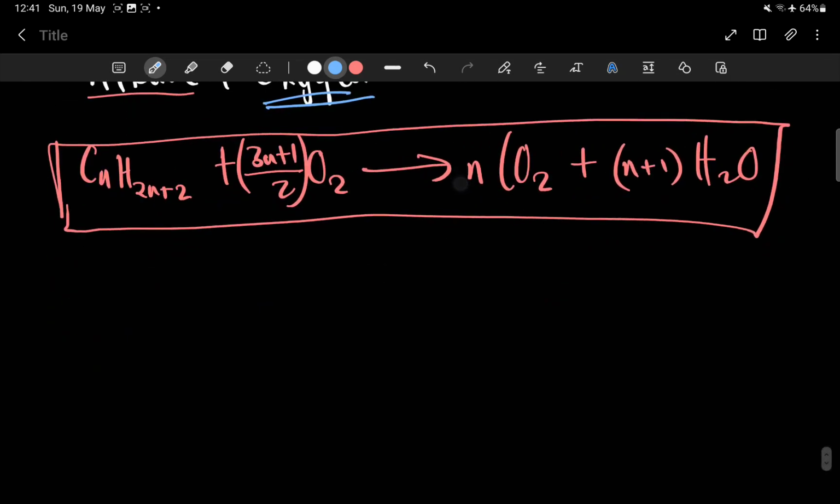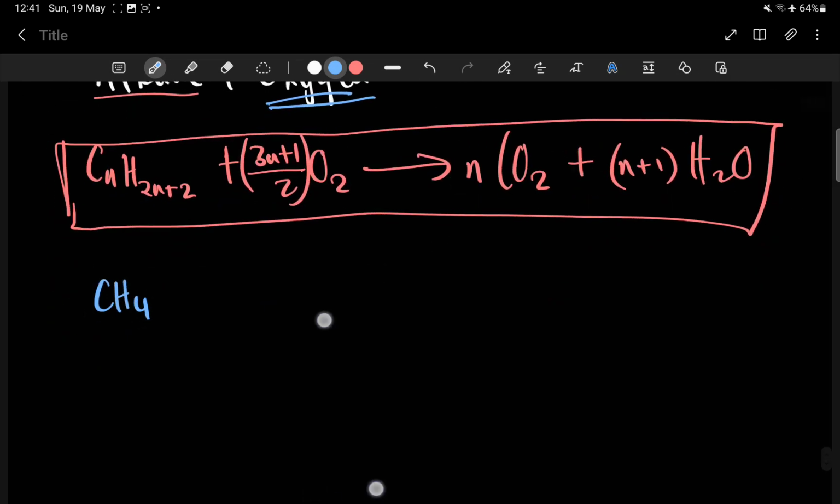Here's an example. You have methane, CH4, reacting with oxygen. If I have this methane, I can know exactly what I'm going to get for complete combustion. There is one atom of carbon. So for hydrogens, 2n is 2 times 1, which is 2, plus 2 gives you 4, so 4 hydrogens. For oxygen, it'll be 3n plus 1, 3 times 1 is 3, plus 1 is 4, over 2, so you get 2 moles of oxygen.